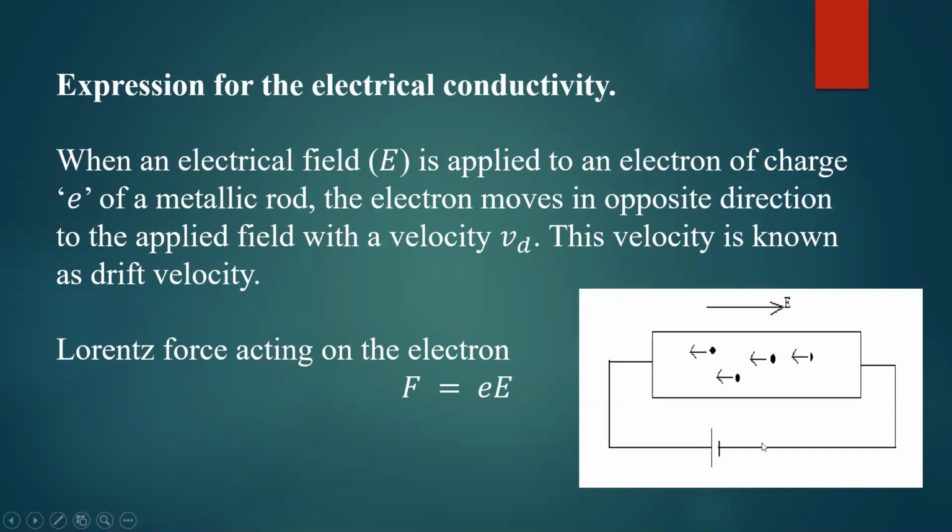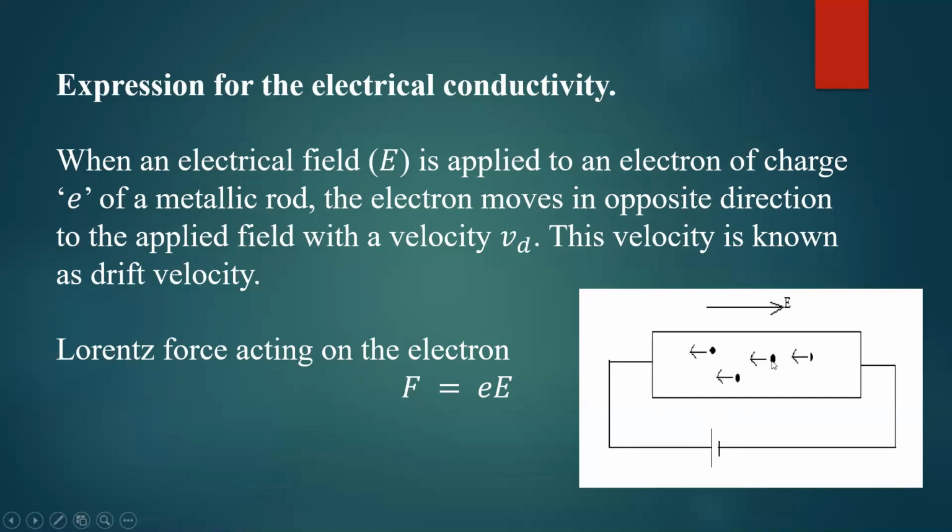This is the situation. We are connecting a conductor to a battery and electric field is applied in this particular direction. E is applied in the clockwise direction and electrons will flow in the opposite direction. When an electric field E is applied to an electron of charge e, small e is the charge of the electron, in a metallic rod, the electrons will move in the opposite direction to the applied field with velocity equal to Vd. What is Vd? Vd is called the drift velocity.